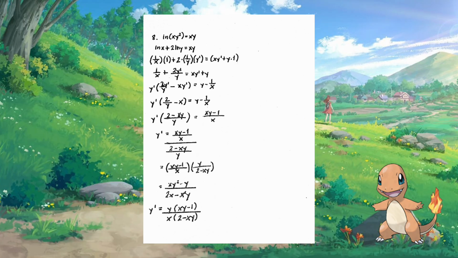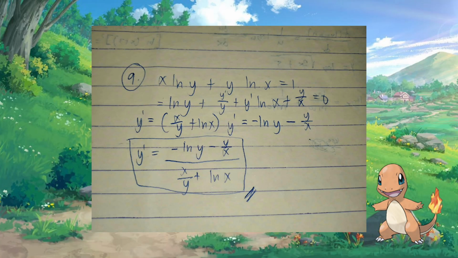And when we multiply it, we'll have xy squared minus y over 2x minus x squared y. And we can see that we can factor out the common terms, y for the numerator and x for the denominator. So we'll have the final answer, y times the quantity xy minus 1 divided by x times the quantity 2 minus xy. For number 9, x ln y plus y ln x equals 1.